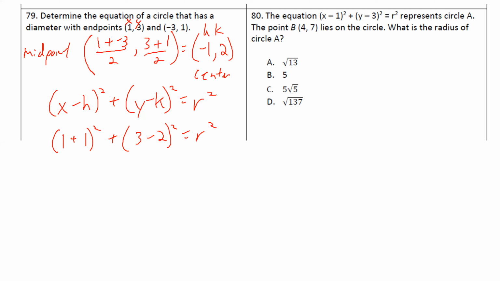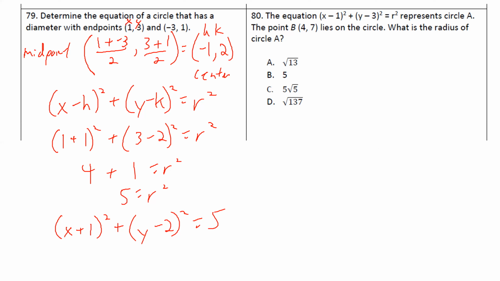So 1 plus 1 is 2. 2 squared is 4. Then we have 3 minus 2 is 1. 1 squared is 1. 4 plus 1 is 5. And we get R squared. Do I actually need the radius? No. They want me to write the equation of a circle. So I can just plug the 5 in for the R squared. So plugging it back into my formula, this time without the X and Y. So X minus -1 squared plus Y minus 2 squared equals 5. Again, we're not squaring it because that is already R squared.